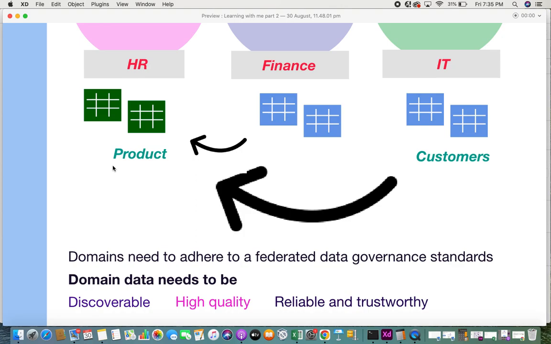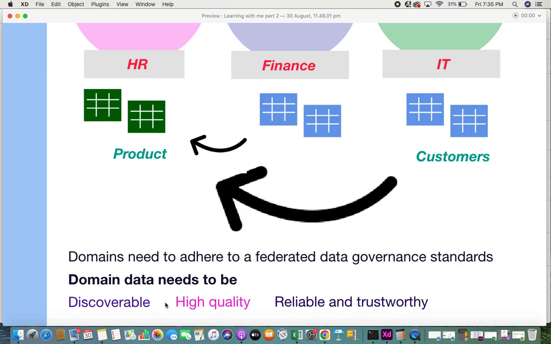Okay, you buy any product, you expect it to have certain characteristics. It might be reliable, durable, it should be secure, stuff like that. So when data becomes a product, there are some characteristics it needs to fulfill. Some of those characteristics are that data needs to be discoverable. It also needs to be high quality, reliable, and trustworthy.